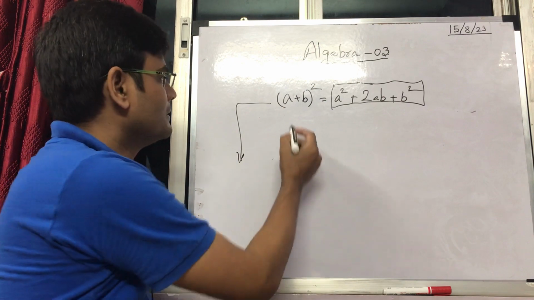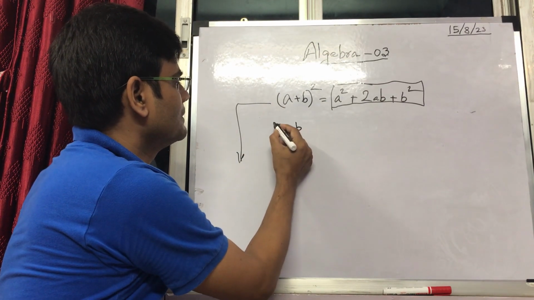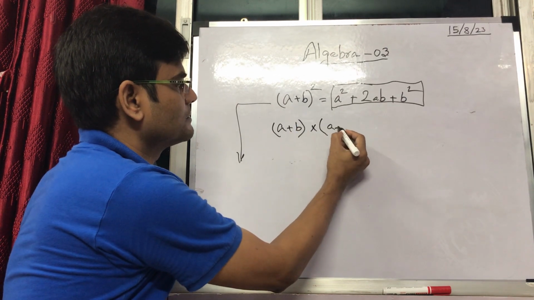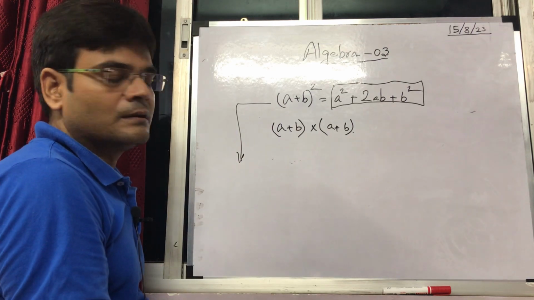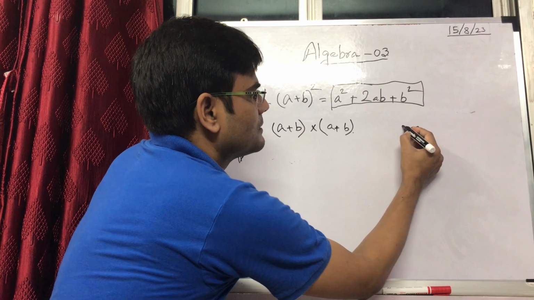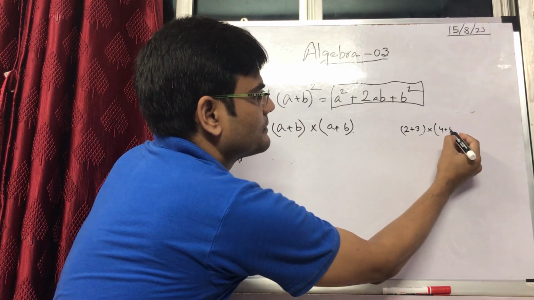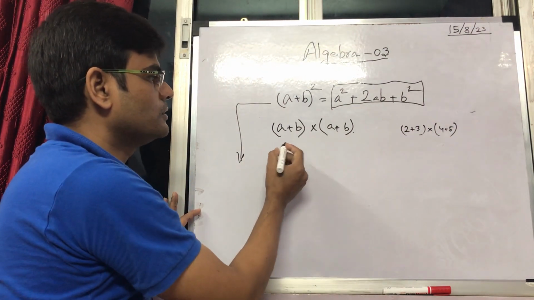So now (a plus b) whole square, what does that mean? It means (a plus b) into (a plus b), correct? Now I explained to you 2 plus 3 into 4 plus 5. You just keep this in mind. So what did we do?